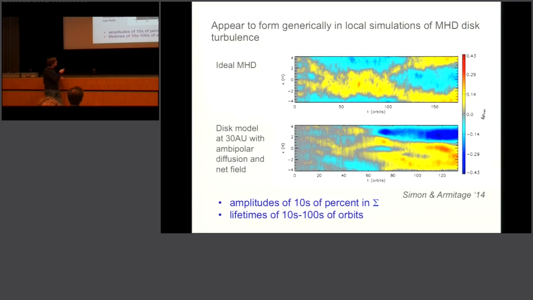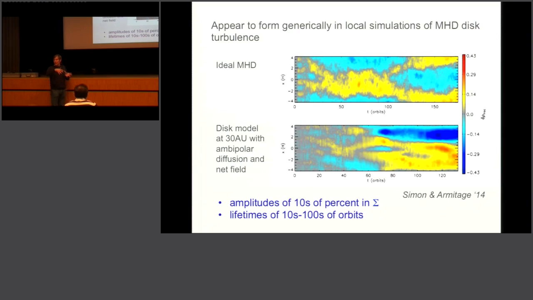And in both of these cases, you can see that starting from, if you like, uniform surface density across this simulation domain, you get these stripes of over-density and under-density appearing, which are rather persistent, right? They last for tens, perhaps in some cases approaching hundreds of orbital periods, okay? So the amplitudes here are in the tens of percents, see the scale here, and the lifetimes are tens to hundreds of orbits. So these are not, if you like, very transient structures. They're not just the flickering or fluctuations in turbulence that you would ordinarily expect.